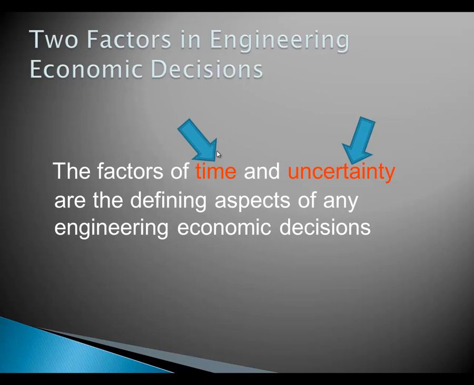There are two factors that define the aspects of any engineering economic decision. The factors are time and uncertainty. Like we said, over time, the value will change, the value of the material, the value of the company, and that has to be considered. And there are lots of uncertainties and risks that will be associated with any project, and that will be considered. So the economic value of the project will change over time. In addition, there are lots of uncertainties on the outcome with long-term, large-scale projects.